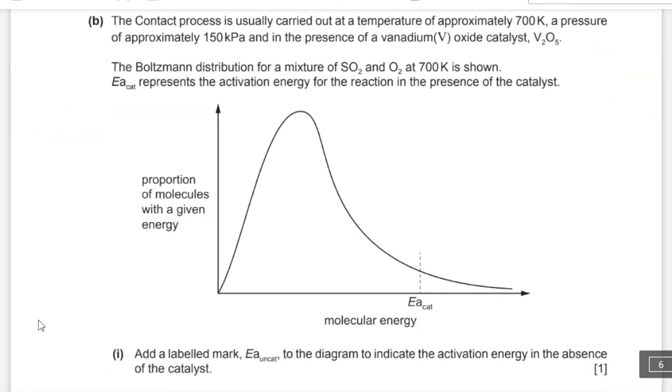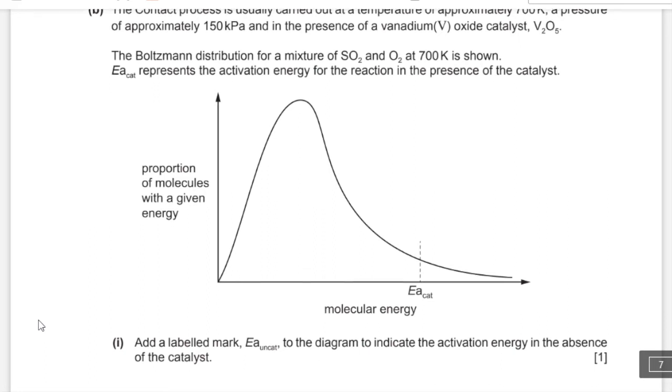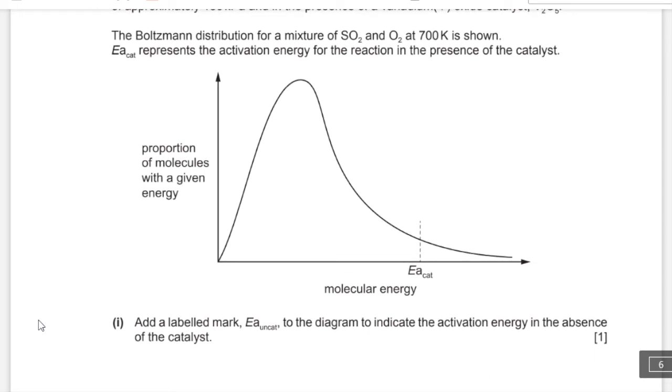B. The contact process is usually carried out at a temperature of approximately 700 Kelvin, a pressure of approximately 150 kilopascals, and in the presence of a vanadium oxide catalyst. The Boltzmann distribution of a mixture of sulfur dioxide and oxygen at 700 Kelvin is shown. EA catalyzed represents the activation energy for the reaction in the presence of the catalyst.